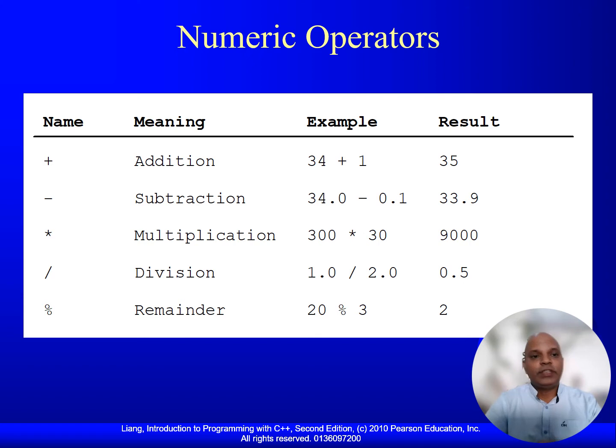Numeric operators, you get the numeric operators of plus, you've done that. Subtraction, multiplication, we've done that with area, division, and modulus. 20 modulus 3, the remainder: 20 divided by 3 is 6, 6 3s are 18, remainder 2. The result is 2. That came out in your test.